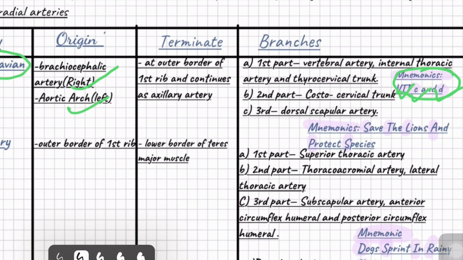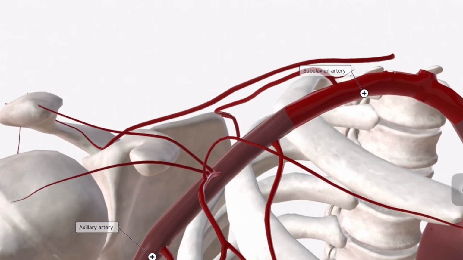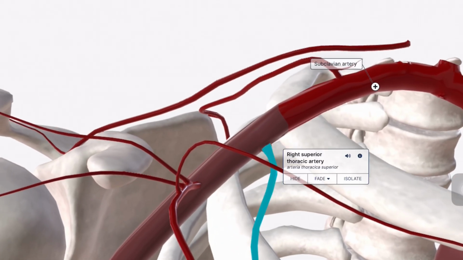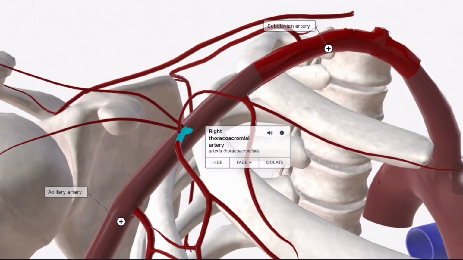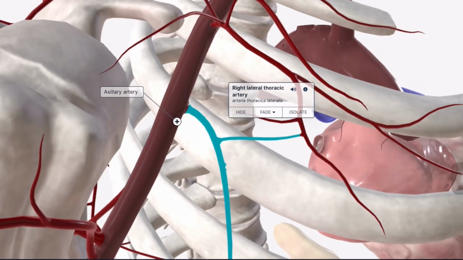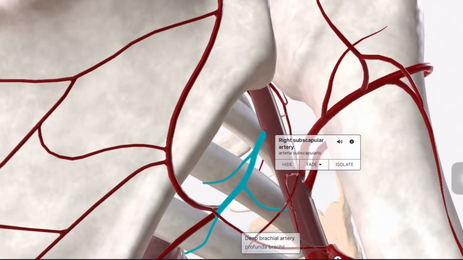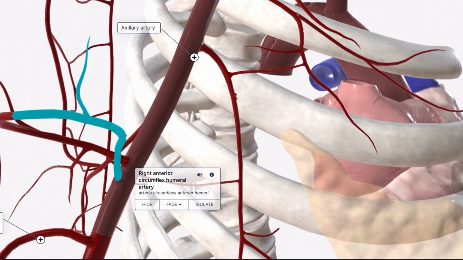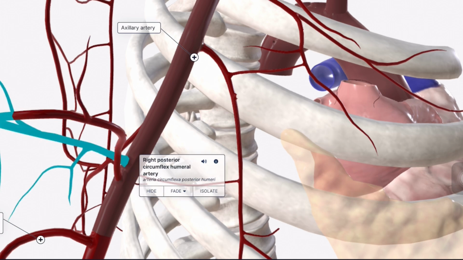For branches, we have a mnemonic, that is save the lions and protect species. From the first part, it gives origin to the superior thoracic artery. From the second part, it gives origin to the thoracoacromial artery and lateral thoracic artery. From the third part, it gives origin to the subscapular artery, anterior circumflex humeral and posterior circumflex humeral.